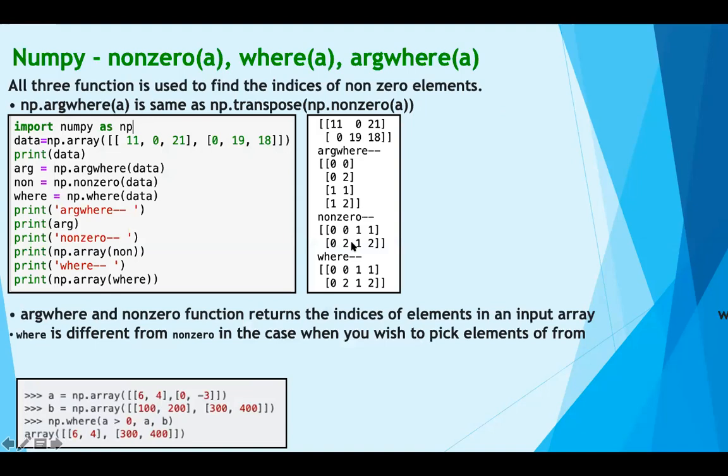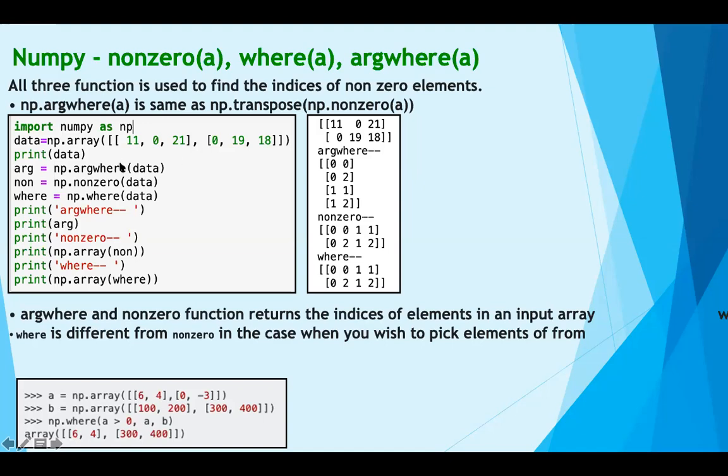Another function in NumPy is nonzero, where, and argwhere. All these functions return the indices of the non-zero elements of the array. We can also provide a condition in the argument of the function, and it will return the indices of those non-zero elements which satisfy the condition. The only difference between argwhere and nonzero is that argwhere returns the indices after transposing.